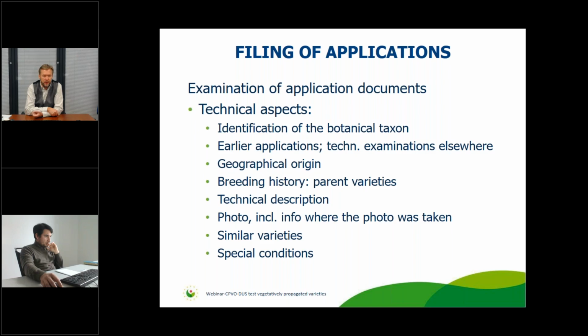We need to know, furthermore, the information on earlier applications and earlier technical examinations carried out. This is mainly for the purpose to see whether we can already take over a report or whether we have to do the technical examination on our own. We need to have information on the geographical origin, on the breeding history, a technical description that comes in form of a technical questionnaire. The photo is obligatory for all fruit and ornamental applications. We need to have information on similar varieties, if there are any, and special conditions for the test.